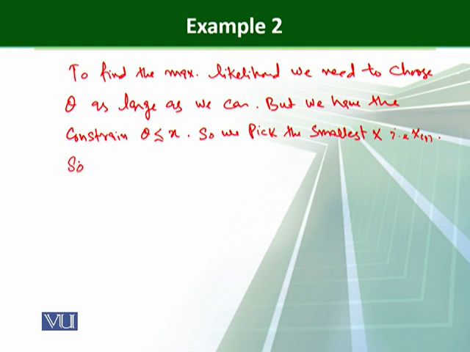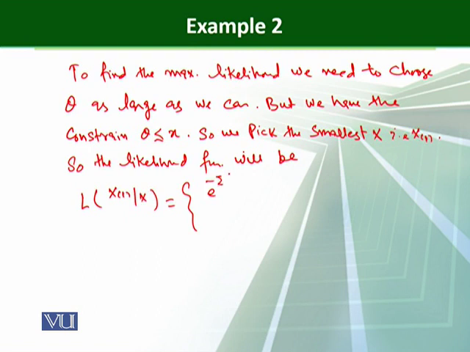So the likelihood function will be, in this case, based on the smallest observation of the data x, that is e raised to power minus sum xi plus n theta when theta is less than or equal to x1, because we are picking this on the basis of the smallest observation, and 0 otherwise, that is when theta is greater than x1. So let us call it equation 1.